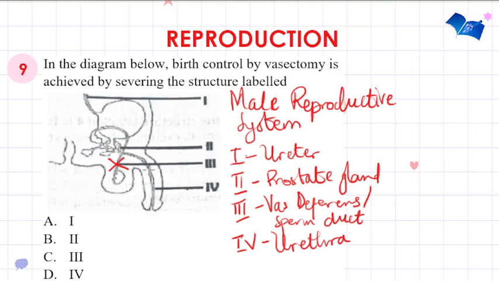So you see, if the urethra, the IV, is cut, it means you have to cut the penis. And if you do that, you are definitely castrating the male. So that's not what we're trying to achieve. We want the male to still enjoy sexual pleasure while preventing birth of a child. So we can see that the answer here is going to be III, which is C. That's a good one. So now let's move to the next question.